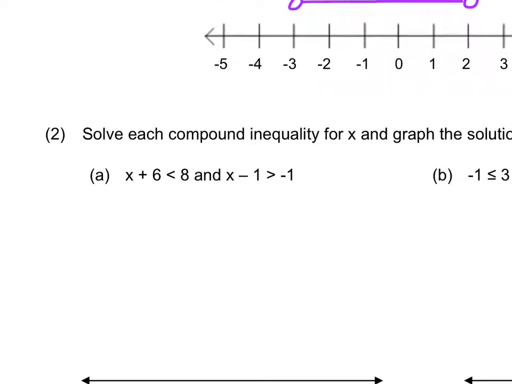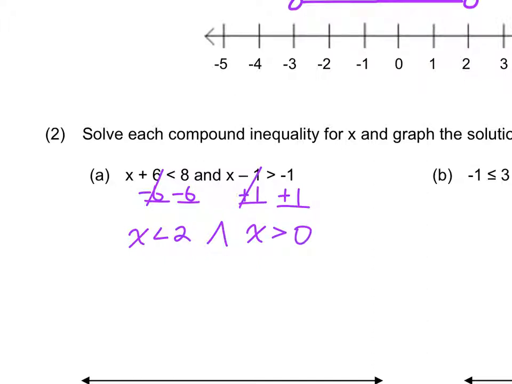Let's just do it this way first. So we solve each one, subtract the 6, subtract the 6, add the 1, add the 1. So this is kind of like what we were doing a couple of days ago. x less than 2 and x greater than 0.